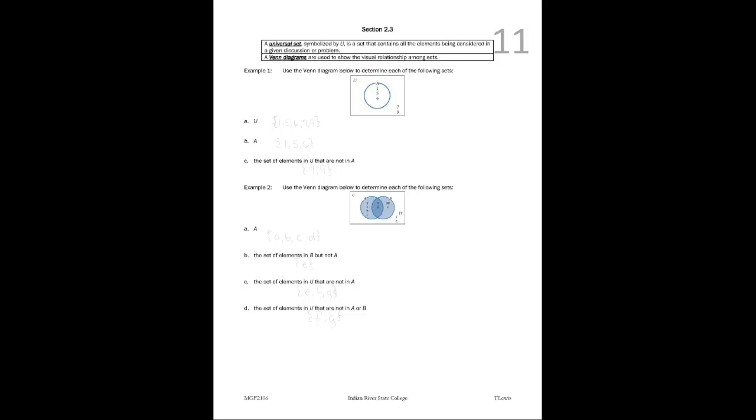So for set U, what is in this universal set that we see? A is the name of the circle in the Venn diagram, but we're going to look at what's inside. We denote our set with braces: 1, 5, 6, 7, and 9. What is in set A? 1, 5, 6. Yes.